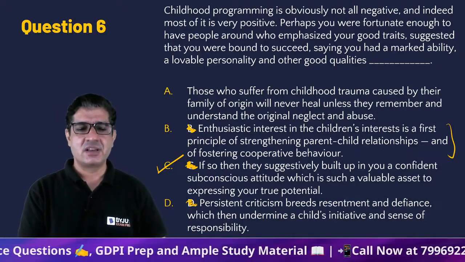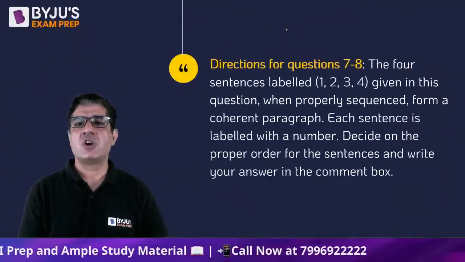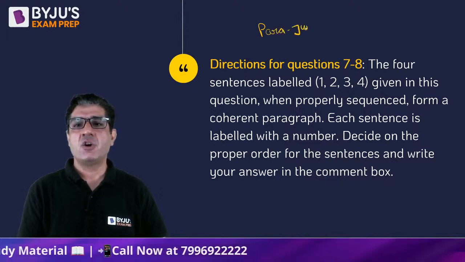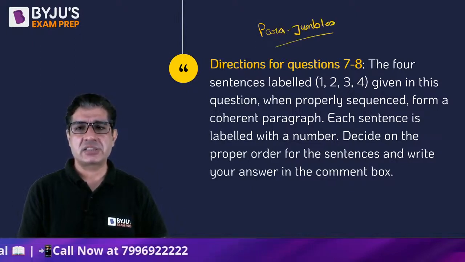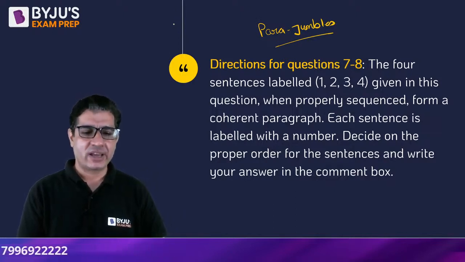Here is the next set of questions. So 2 questions, both of these are parajumbles. You would see 4 sentences, and your job is to arrange them to form a coherent paragraph.